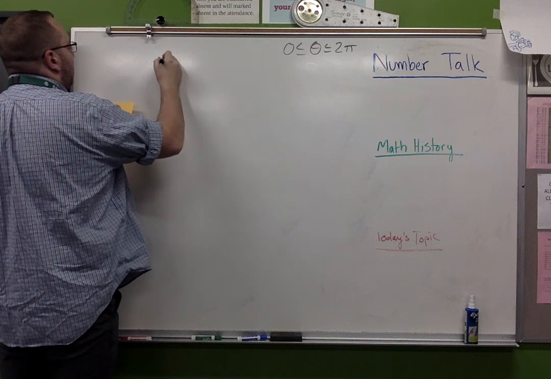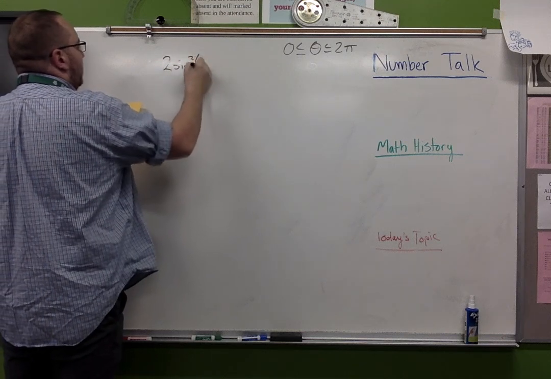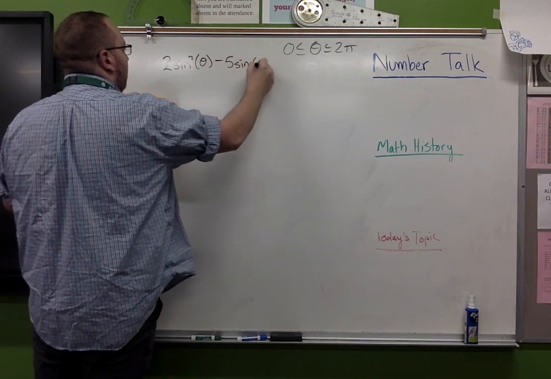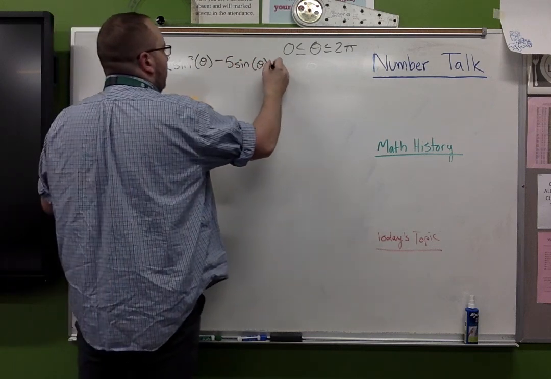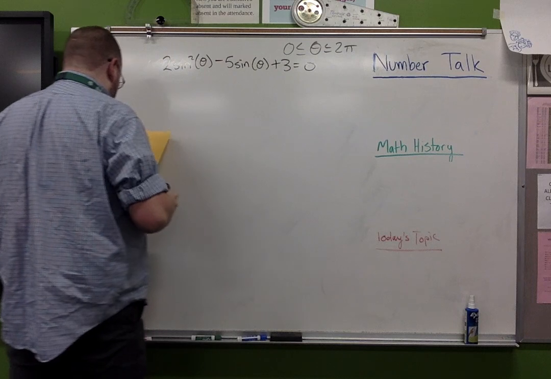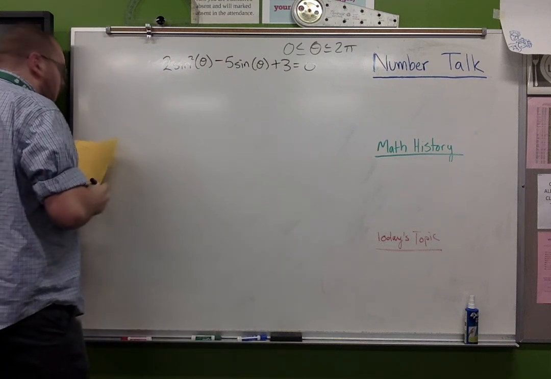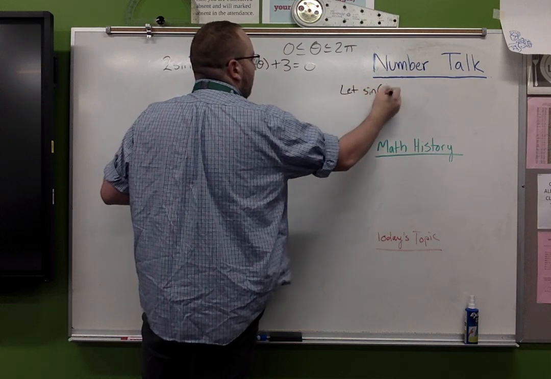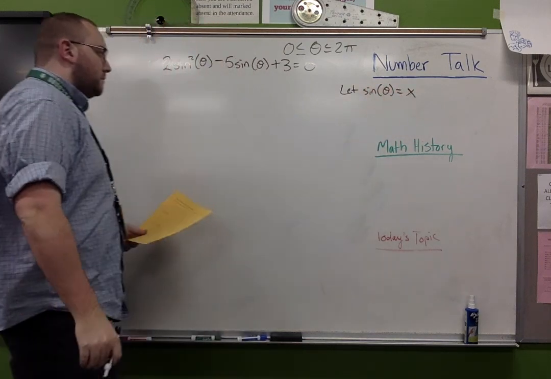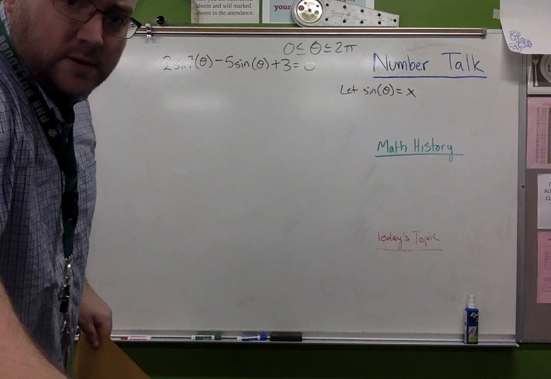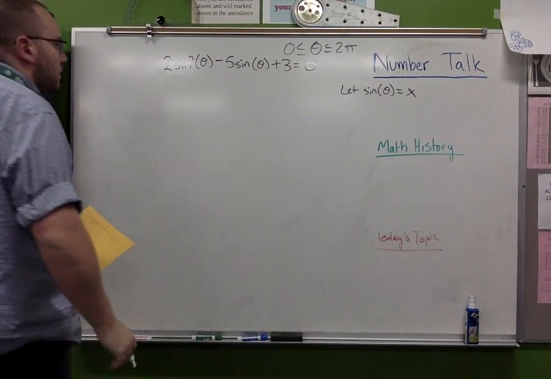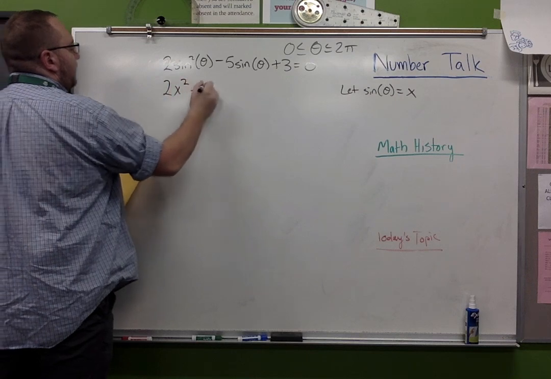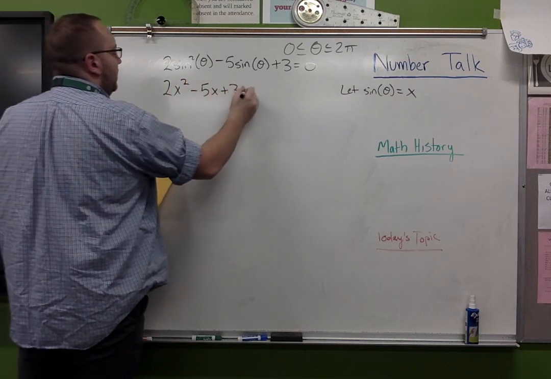Now we have 2 sine squared of theta minus 5 sine of theta plus 3 equals 0. We're going to let sine of theta equal x. So now we'll have 2x squared minus 5x plus 3 equals 0.